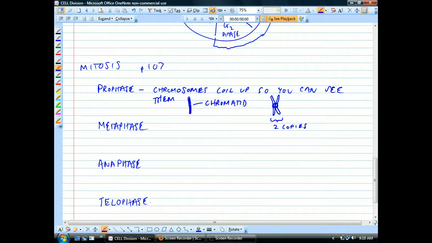This is how it does it. It puts the 2 copies together like a paper clip. And that little clip in the middle is called a centromere. The centromere joins the copies, okay? And the two copies are called sister chromatids.